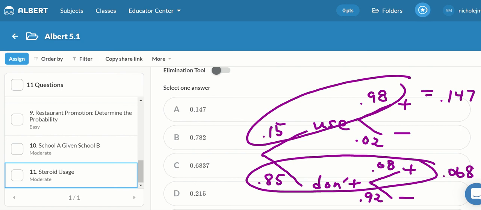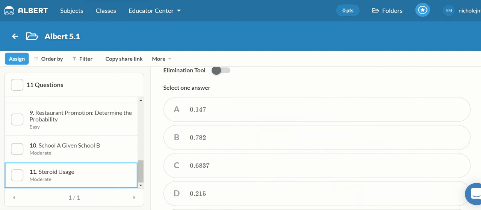And then the probability of a person using and getting a positive result is 0.147, or the probability of a person not using, but still getting a positive result is 0.068. And then you're going to add those two numbers together for your final answer. It's a really sloppy solution, but it works.